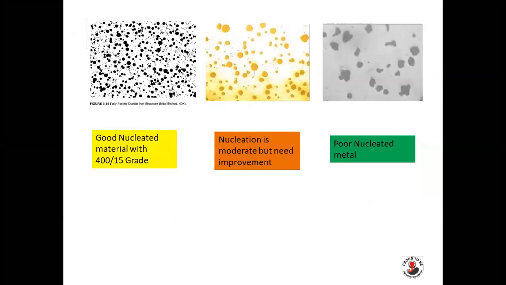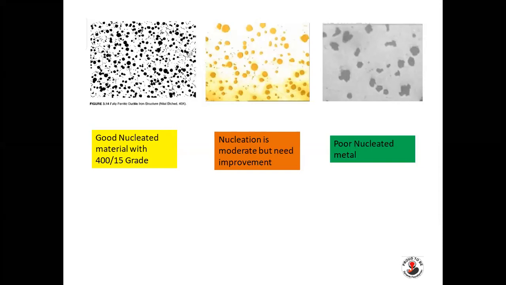Here you can see three pictures. In the first picture you are seeing well nucleated metal of 400/15 grade that is fully ferritic. Nodal count is very good. In the middle picture you can see nucleation is moderate. You can get nodal count in a moderate way, but there is still scope for improvement. In the last picture, you can see poorly nucleated metal where the nodal count is very low. So you can see here there is a lot of scope to improve the nucleation level in the metal.